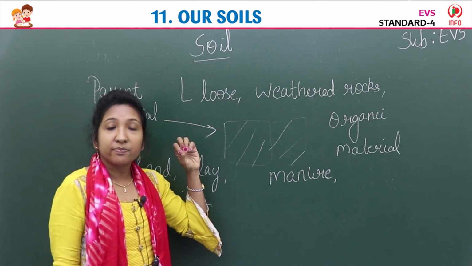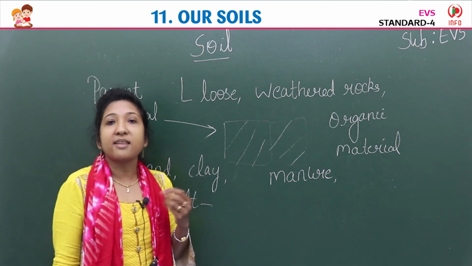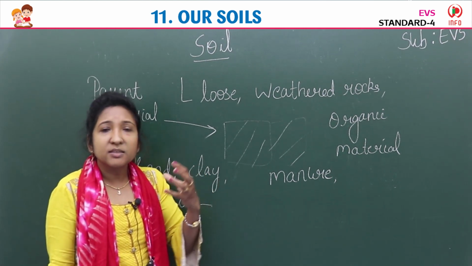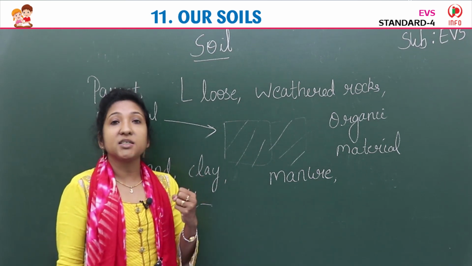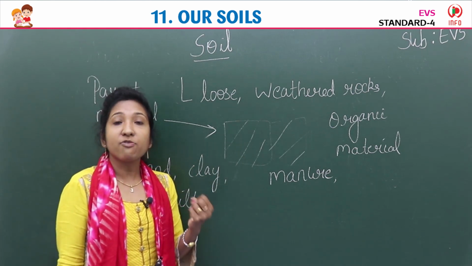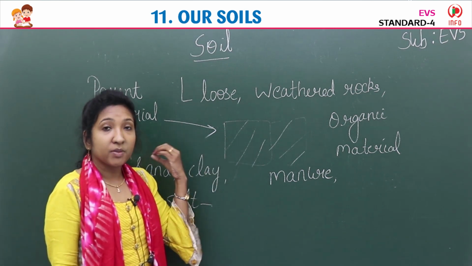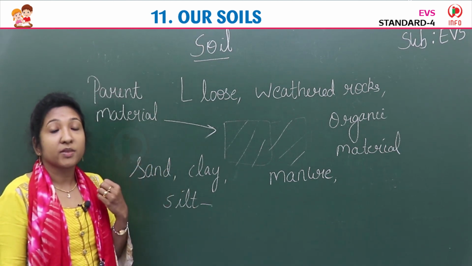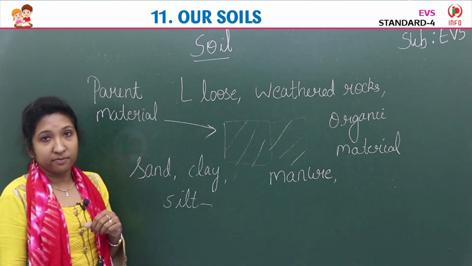Then comes temperature, then time, then biological organisms, we say living organisms. Topography we say. Topography means what? Hills, valleys, mountains. This determines the topography. So these are the main factors for the formation of soil. Parent material, it is nothing but rocks. Time, then living organisms, and topography. These are the main factors that the formation of soil depends on.